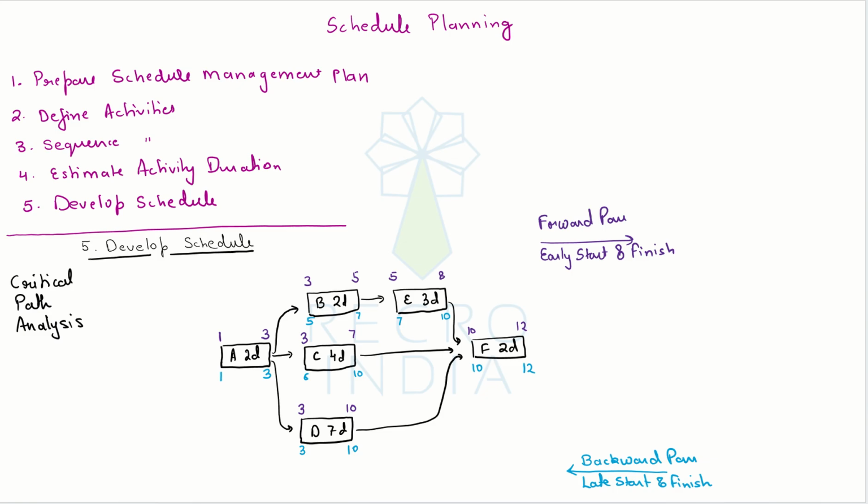But when you're coming backward, then you have to take the lower date. Like if you look at the blue dates now, B starting on 5th, C starting on 6th, D starting on 3rd. So we took the lower date, 3rd.